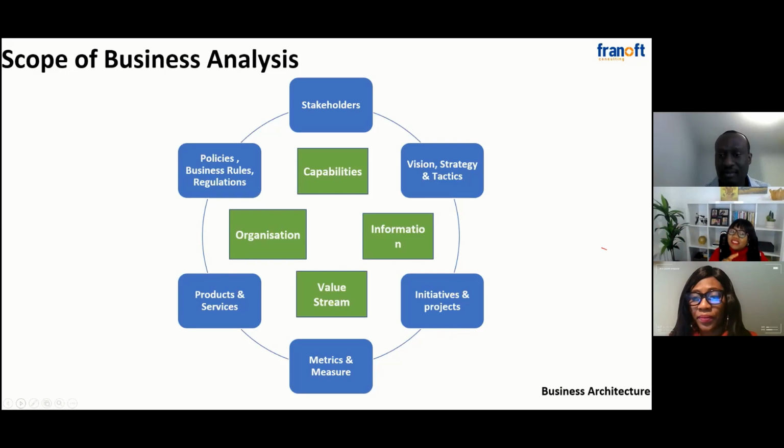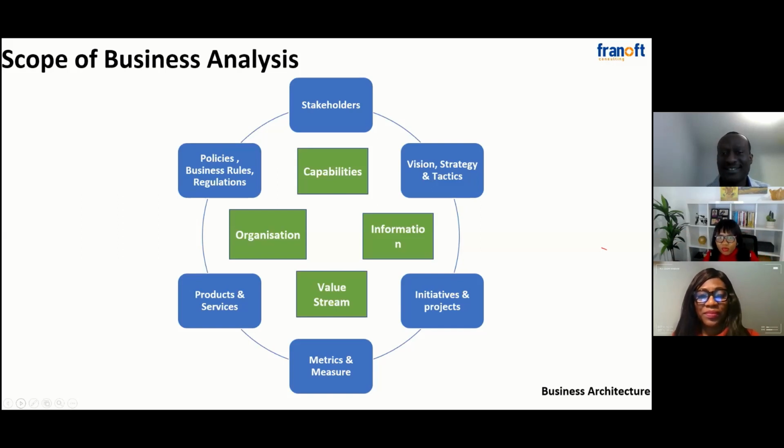And business analysis is practiced in all these parts. For example, you can be implementing a new policy from the regulators. So you're working here. Can you see my cursor? No. Maybe that's because I'm the one sharing. Oh yeah, it's true. Okay.